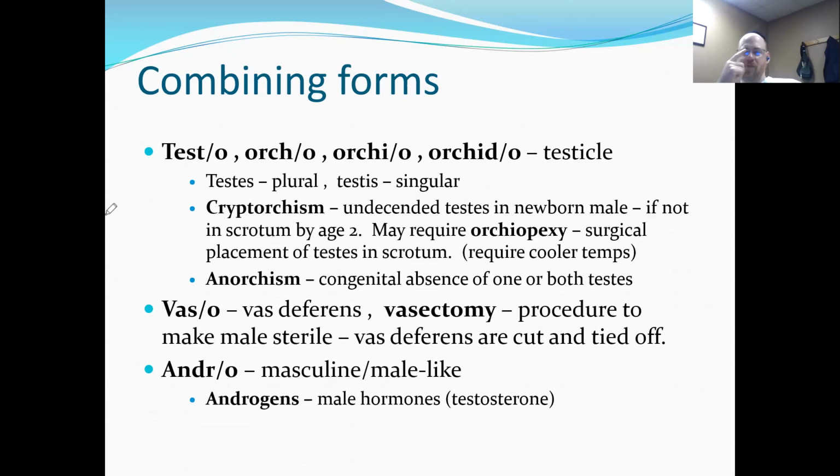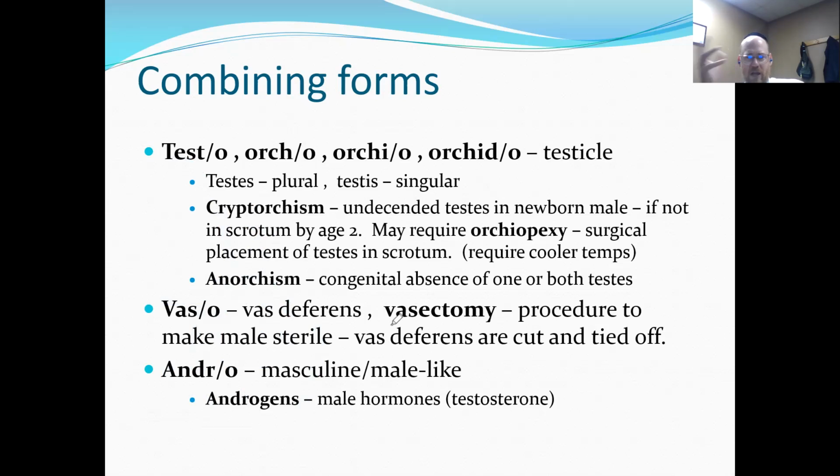So obviously, we can also see that an individual may be born with the absence of a testicle. That's called anorchism. Vaso refers to the vas deferens, and then vasectomy is when a male has both ends of the vas deferens cut and tied, so that semen cannot pass through from the epididymis into the urethra for ejaculation.